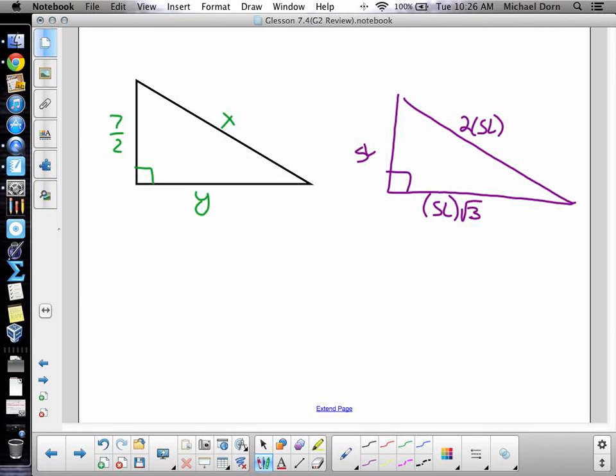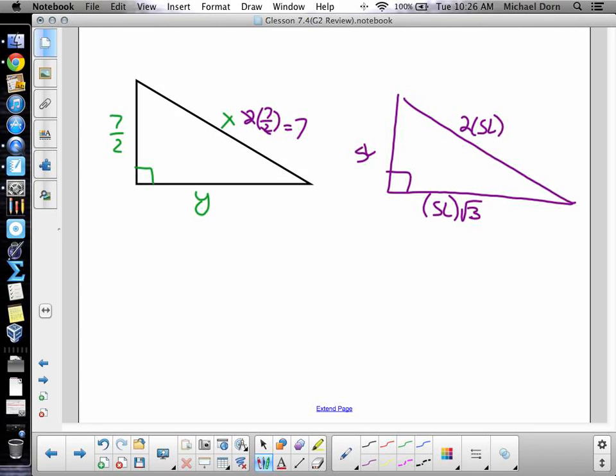Yes? Are you able to clear this at just 7 halves? No, it's just 7 halves. It's just sometimes the number isn't a nice whole number. Sometimes you're just stuck with a fraction. So x here is going to be 2 times 7 halves, which we have to simplify, but that's easy.